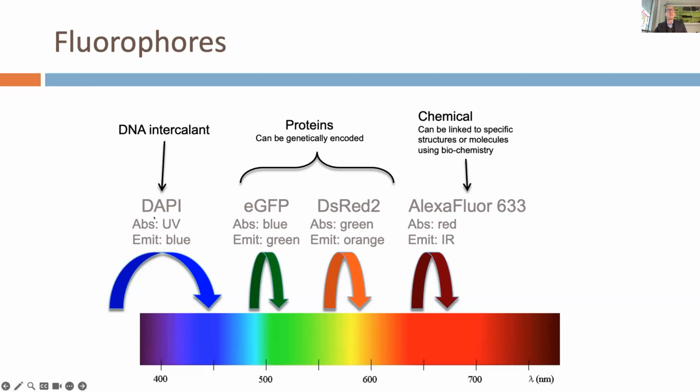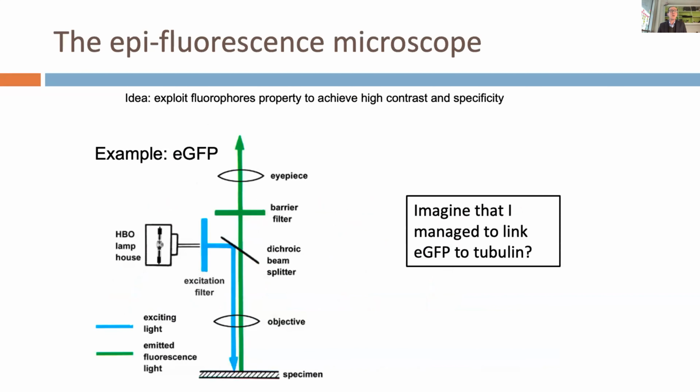For instance, if you want to stain nuclei, DAPI will go into the nuclei and stain them. These are proteins, so you can alter the genomes or actually express these proteins coupled to the protein of interest. And this is a chemical that you can couple via antibody labeling. I will not go over that.